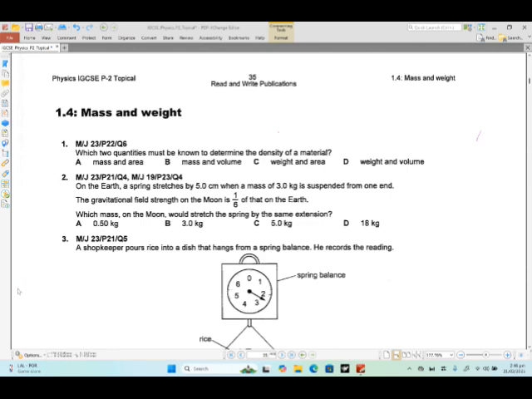Welcome to our YouTube channel Paper World, in which we are solving topicals for IGCSE Physics 0625, and at the moment we are doing P2. We've already covered the topics of length and time, scalar and vector, and motion. Now we are starting our fourth topic, which is mass and weight.